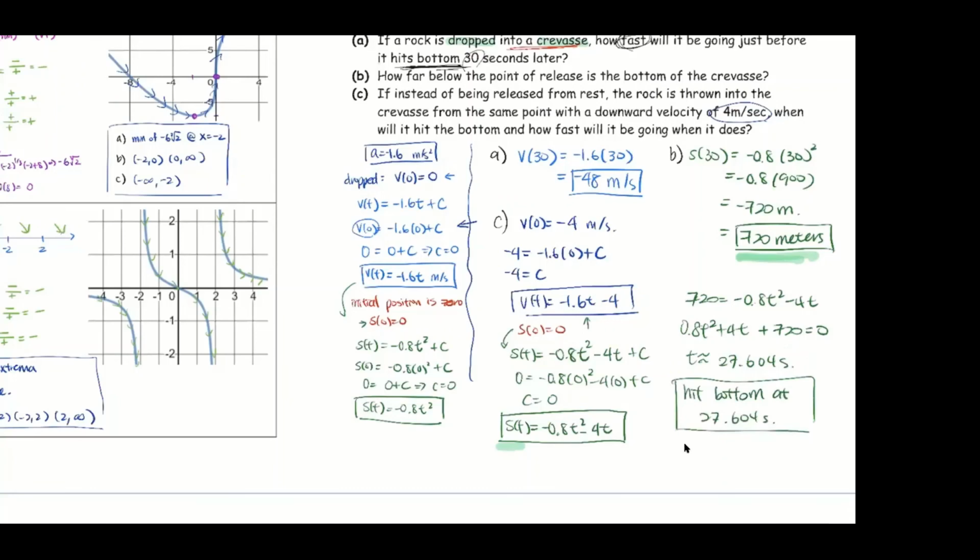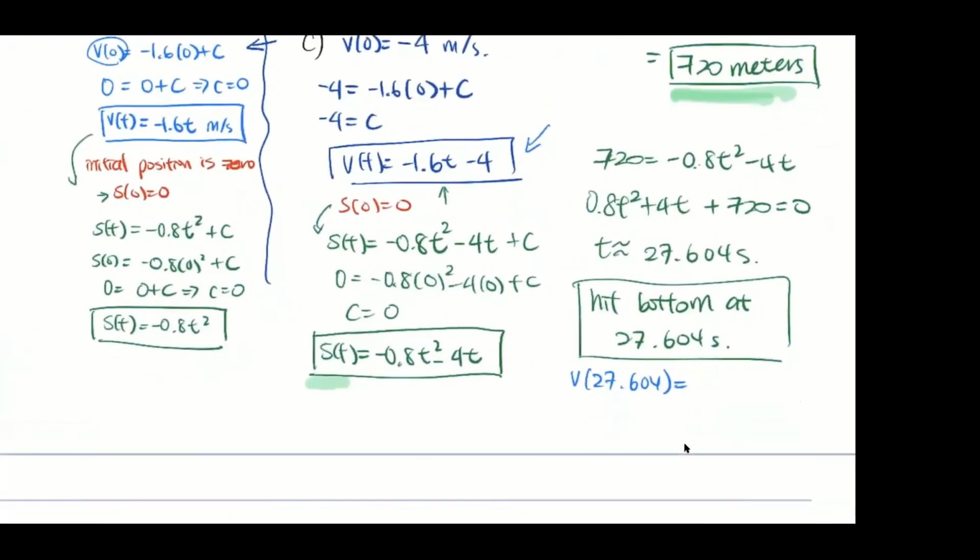Then it asks how fast will it be going when it does hit the bottom. So you want velocity again. So how fast will it be going? You take your 27 seconds and plug it into your velocity. So the velocity v of 27.604 seconds is equal to negative 1.6 times 27.604 minus 4. All right. I don't expect you to do this part by hand, so of course use your calculator to help you. So you get negative 48.166 meters per second.